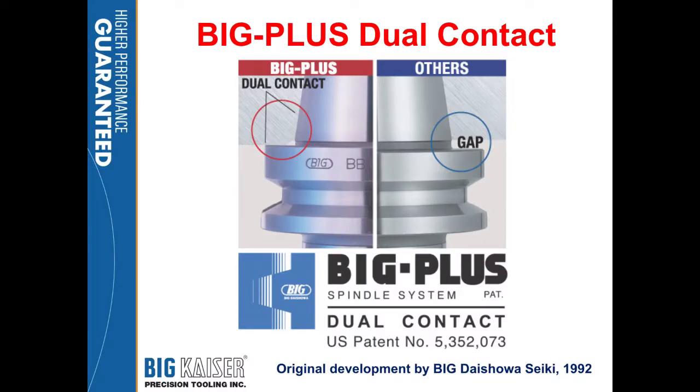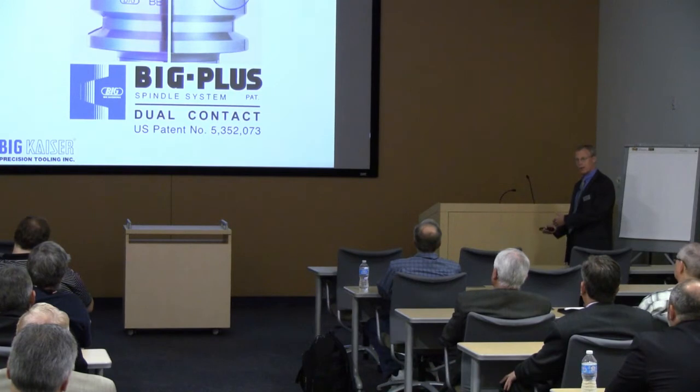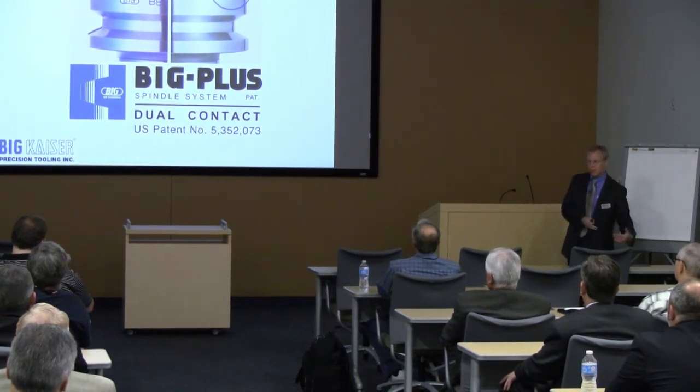Which leads me into the Big Plus, which is an extension of what the CAT and the BT are capable of. It's a dual contact, a dual fit system built into a standard CAT or BT tool shank system. It's a standard BT or CAT or dual contact with Big Plus. Completely interchangeable from one to the other. I can take Big Plus tools and go into a standard CAT spindle. I can take BT tools and go into a Big Plus spindle.